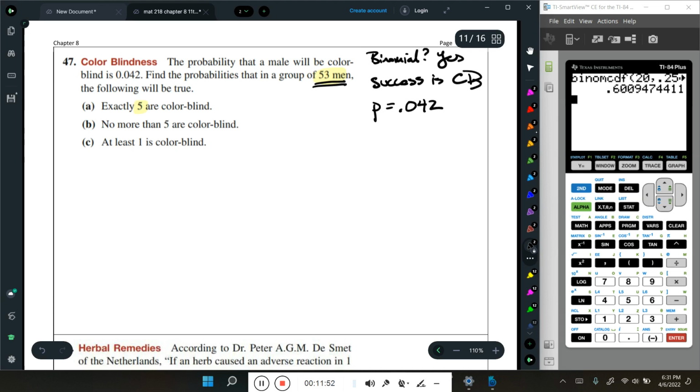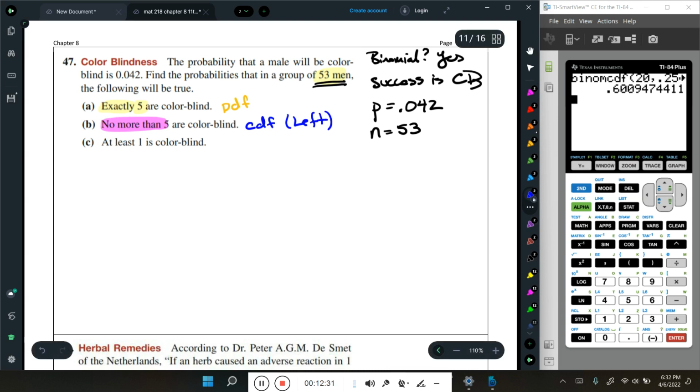Right? And then I just have to calculate some probabilities. I know that N is going to be 53 because I'm talking to 53 people. But in each of these examples, I need to figure out what I'm doing. All right, so in part A, that's an exactly 5. So that's a PDF problem. In part B, it's no more than 5. So that's 5 or less. So that's a CDF problem. That's the left side or the left tail problem.